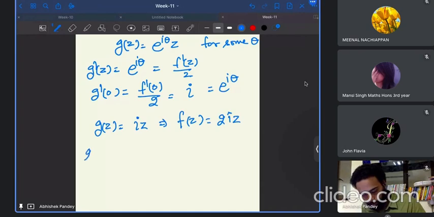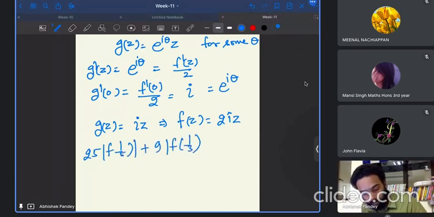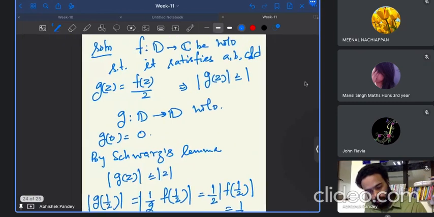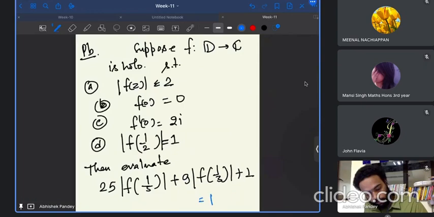Now you can calculate 25 into modulus of f of 1 by 5 plus 9 into modulus of f of 1 by 3 plus 1. This will be 25 into 2 by 5 plus 9 into 2 by 3 plus 1. So this will be 10 plus 6 plus 1. This will be 17. So the answer is 17.